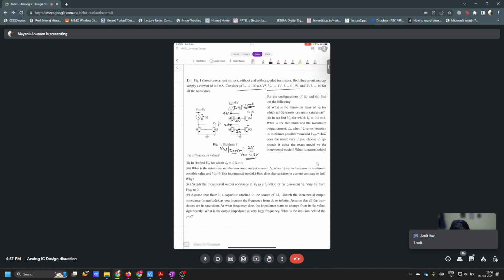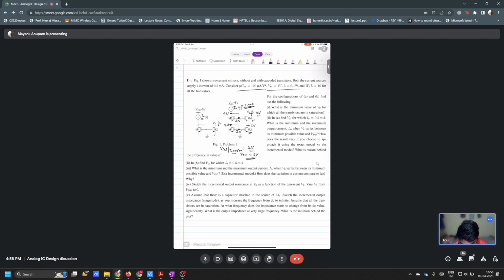Yes, when M2 is at the edge of saturation and M4 is also at the edge of saturation, both of them. So what should be the voltage here when M2 is at the edge of saturation? VGS minus VT, 1 volt. Now tell me what should be the voltage here when M4 is at the edge of saturation? 4 minus 1.